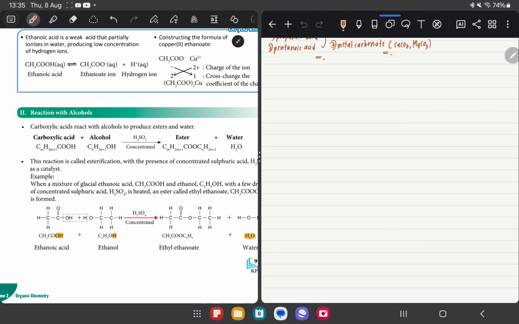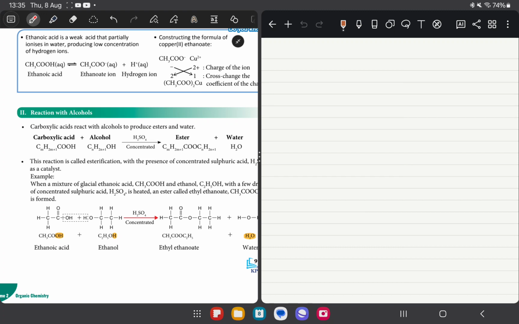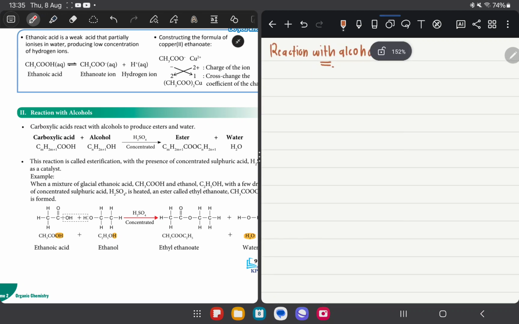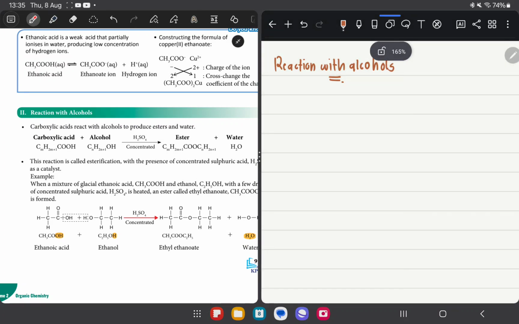So without any further ado, we get started. Okay, saya ambil page baru lah. So today we want to talk about reaction with alcohols. So reactions with alcohols is another important lesson because when your carboxylic acid, any carboxylic acid, reacts with alcohol, it will produce another family member which is esters, and water as the side product.